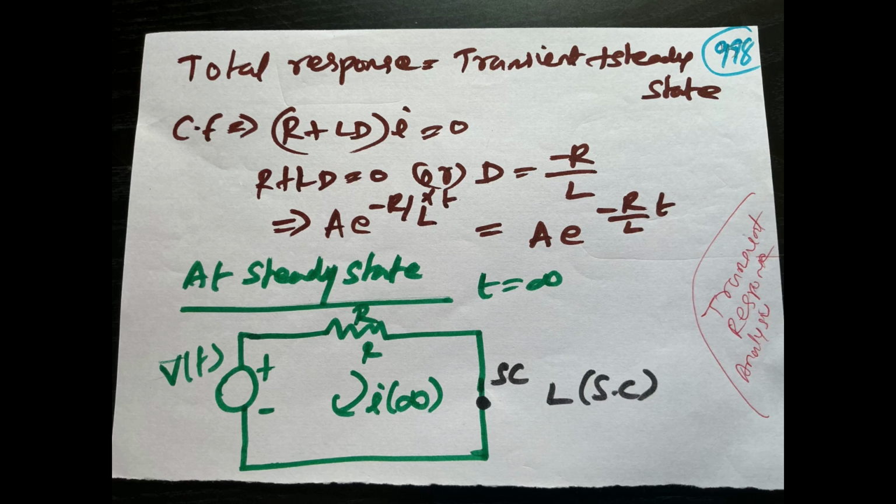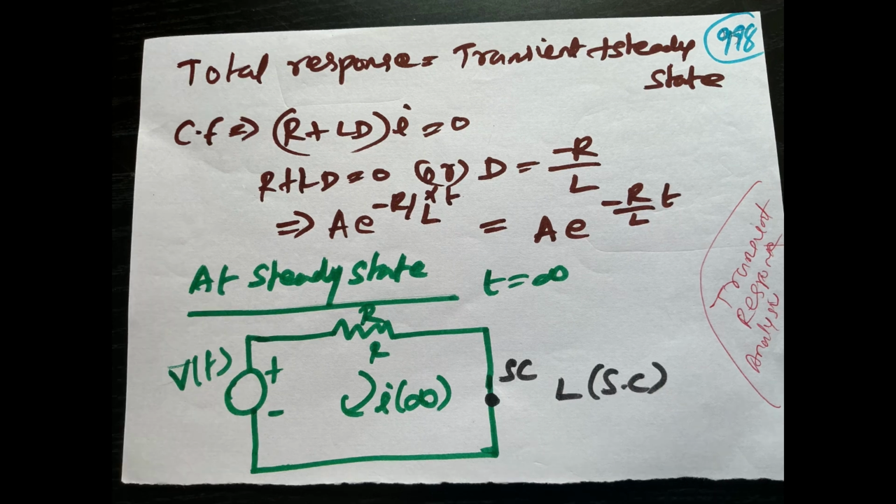Putting V of t equal to 0 and taking the derivative operator, R plus LD is equal to 0. So D is equal to minus R divided by L. Using the exponential function formula, we get capital A e power minus R divided by L t. That is how we obtain the transient response.